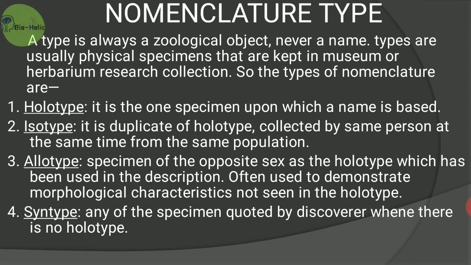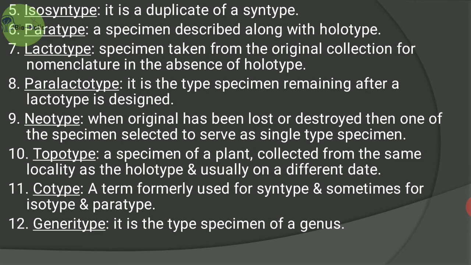Third, allotype, a specimen of the opposite sex as the holotype which has been used in the description, often used to demonstrate morphological characteristics not seen in the holotype. Fourthly, syntype. Any of the specimens quoted by the discoverer where there is no holotype. Next, isosyntype. It is the duplicate of the syntype. Paratype, a specimen described along with holotype. Lectotype, a specimen taken from the original collection for nomenclature in the absence of holotype.